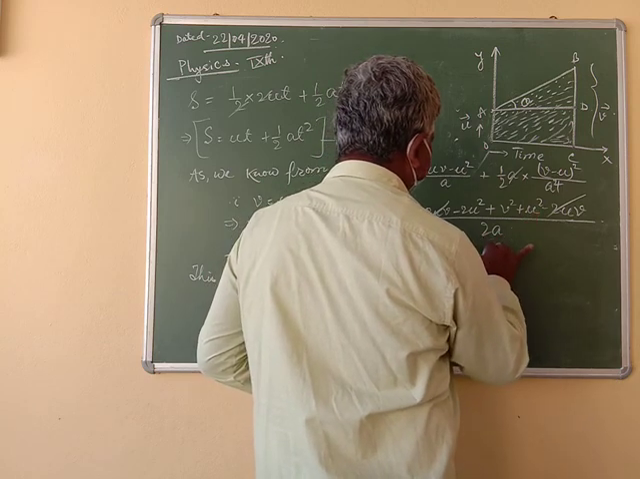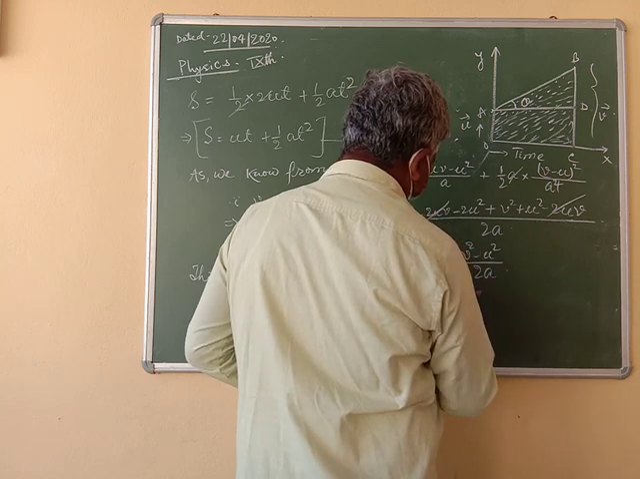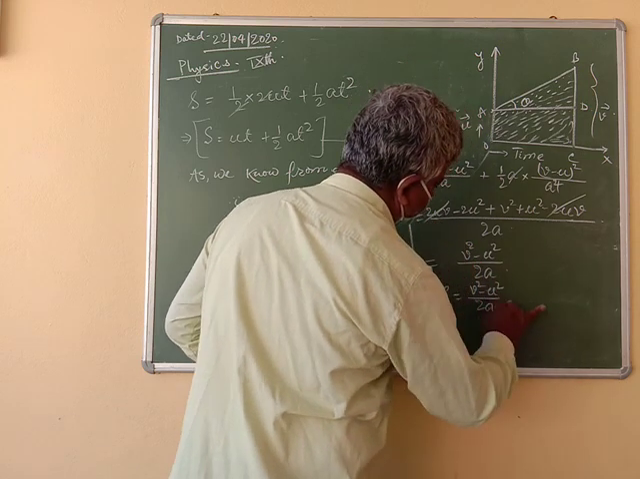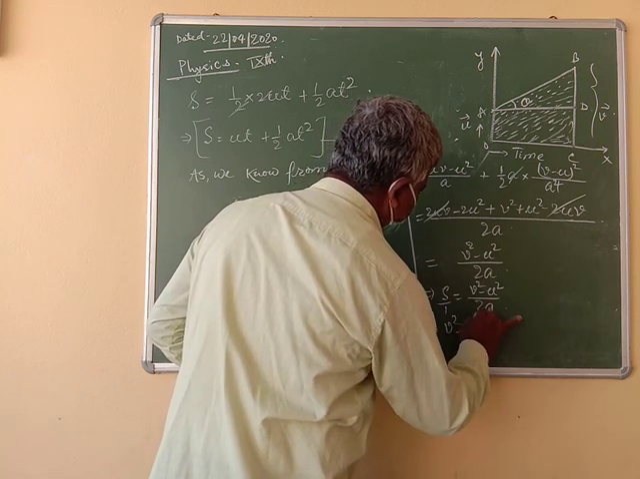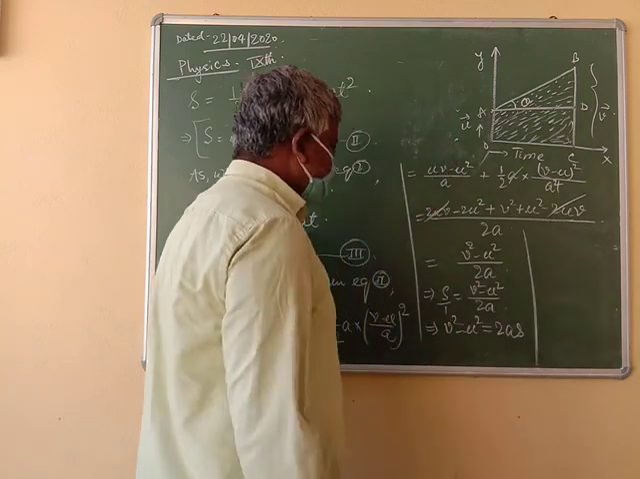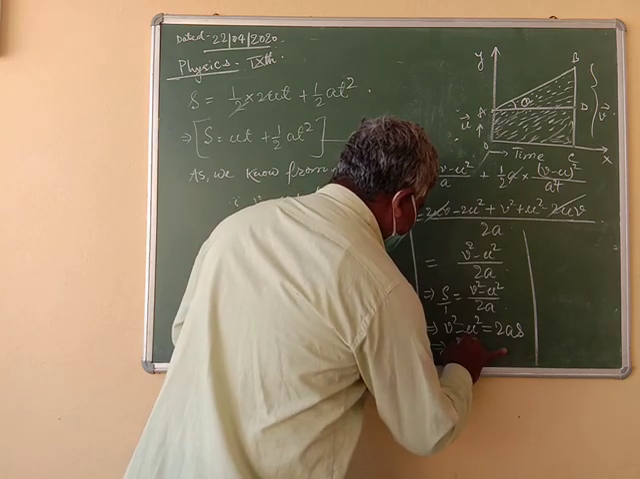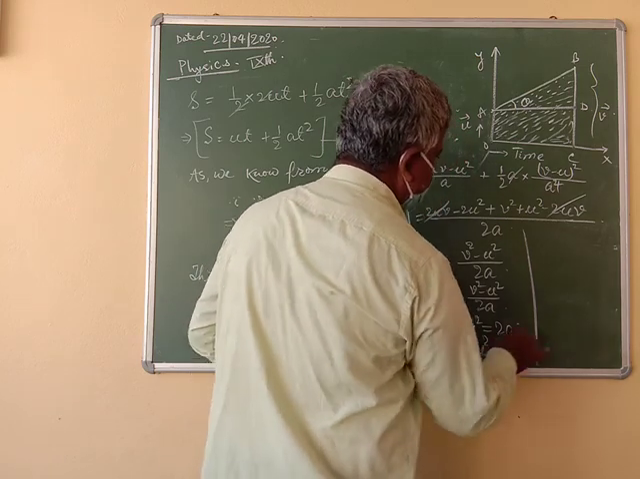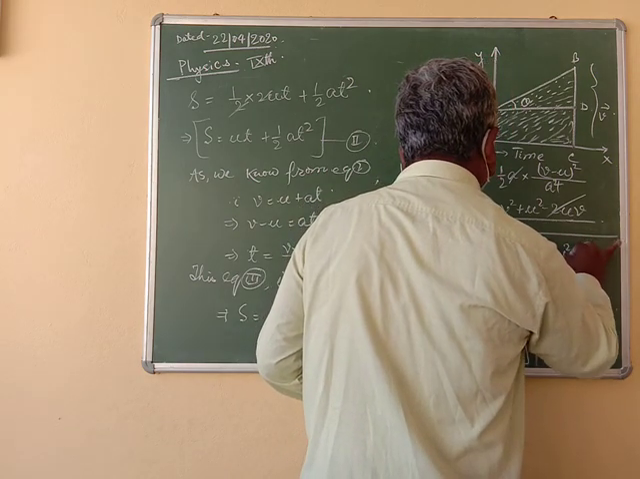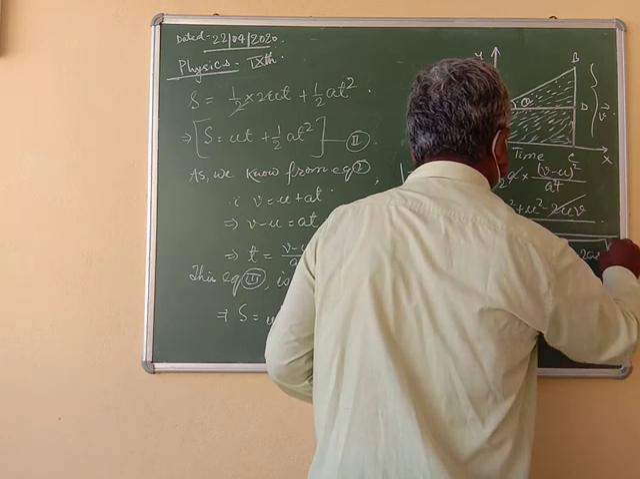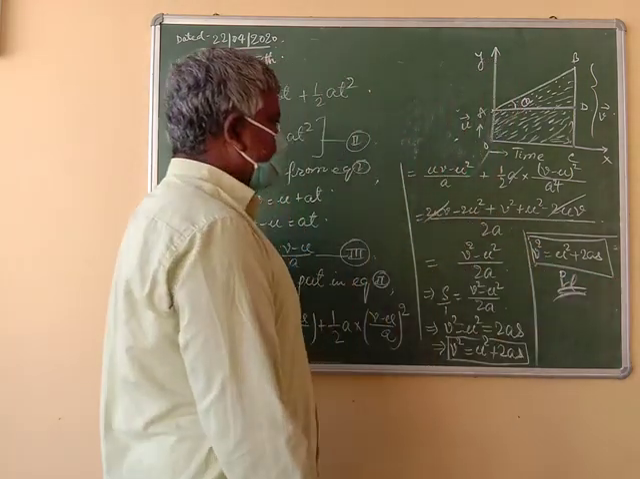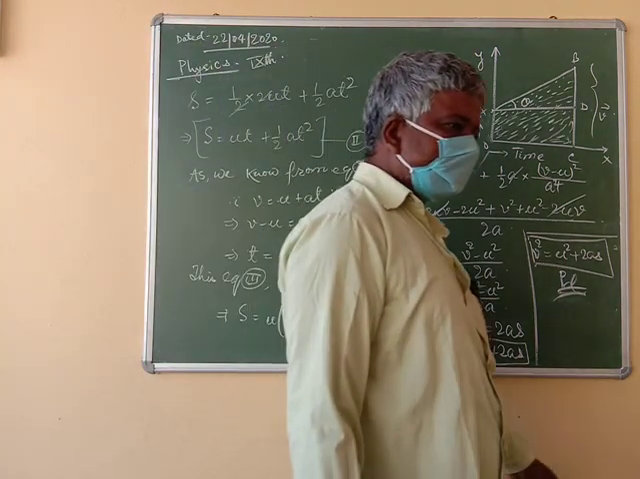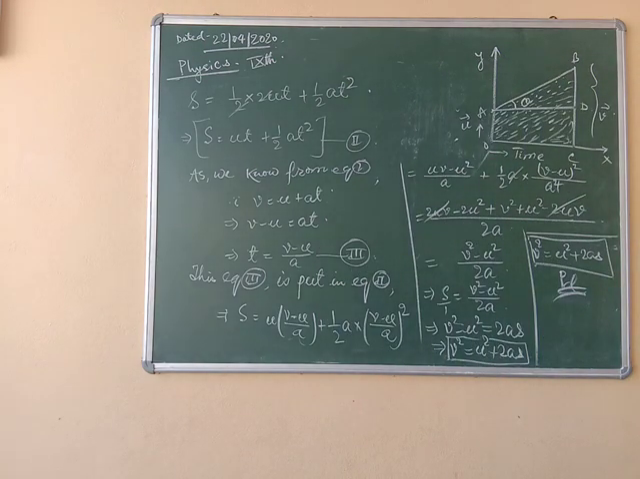Now v square minus u square over 2a, that is s is equal to v square minus u square over 2a, that is v square minus u square is equal to 2as, or v square is equal to u square plus 2as. Very important.